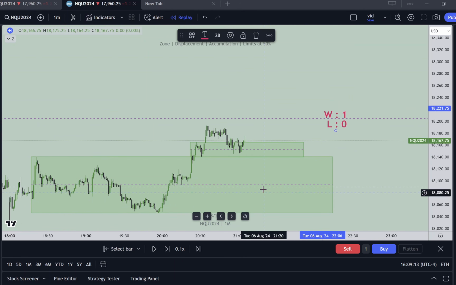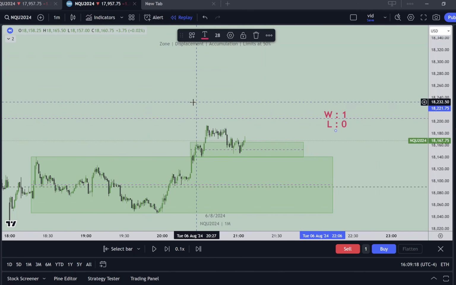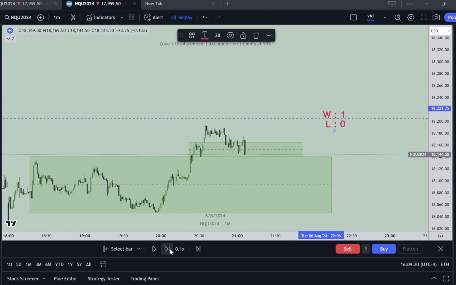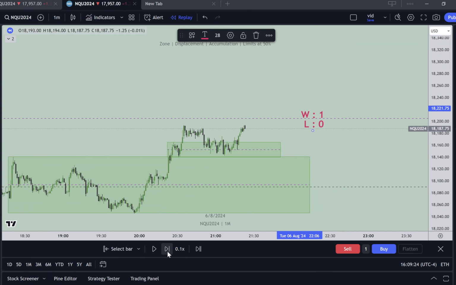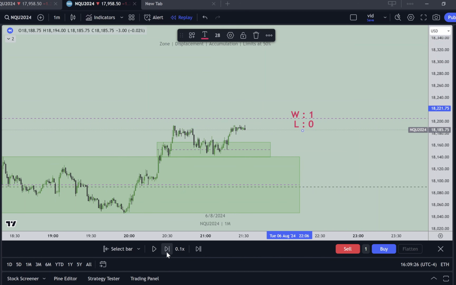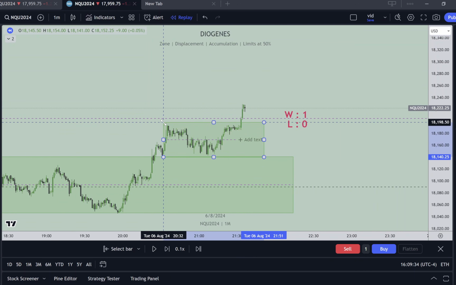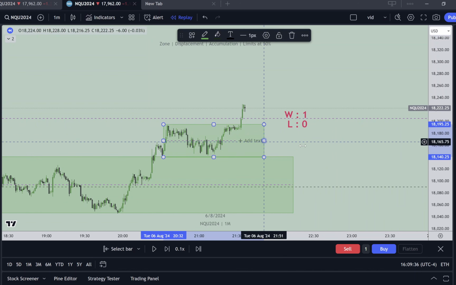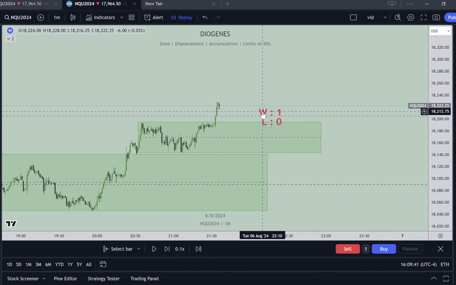If we make it back to this zone, I will take another zone, or if we take this zone, this will be my new zone. Okay. So we ended up closing above this zone. Okay. So this is now my new zone. If they come back here, I'm taking another long.